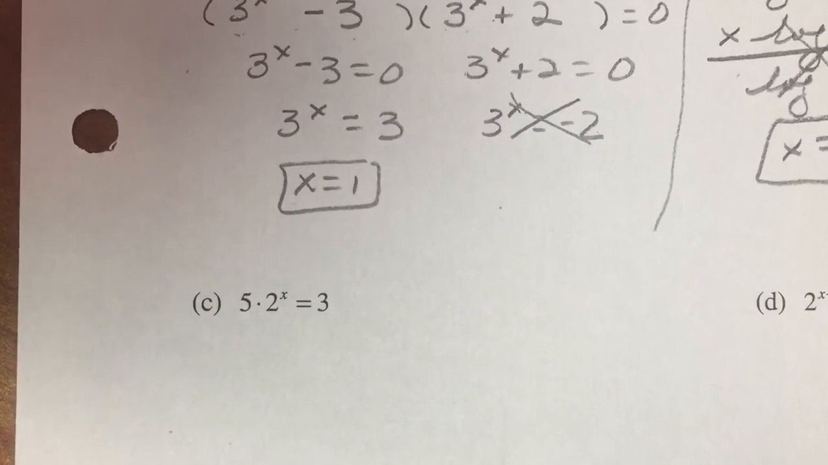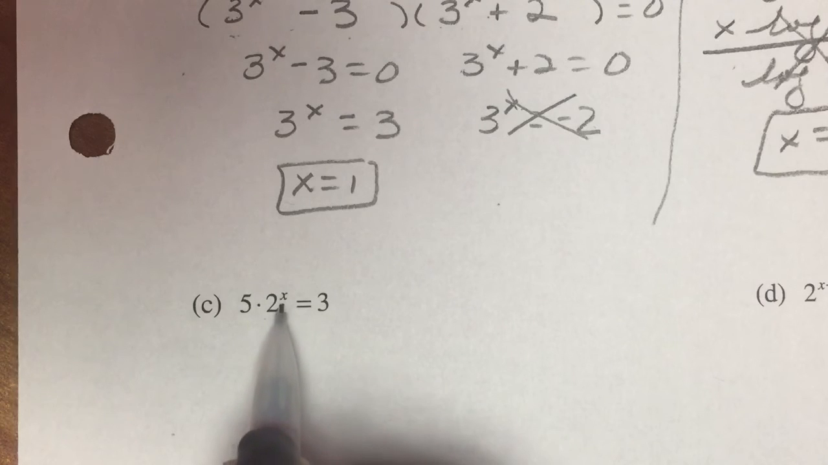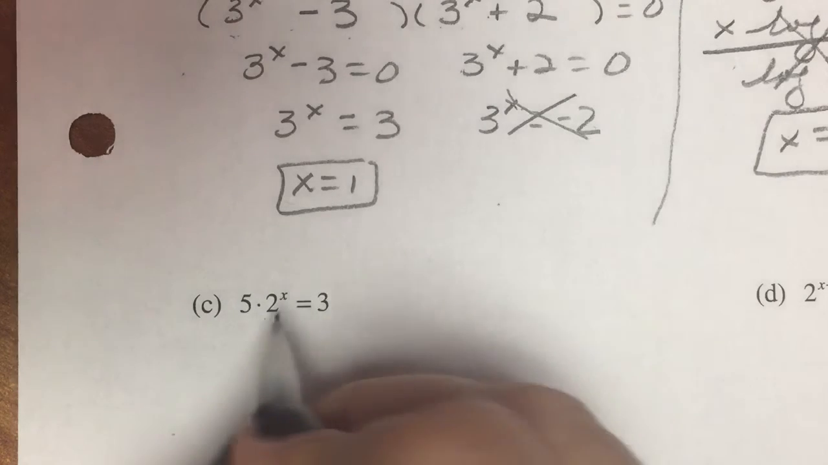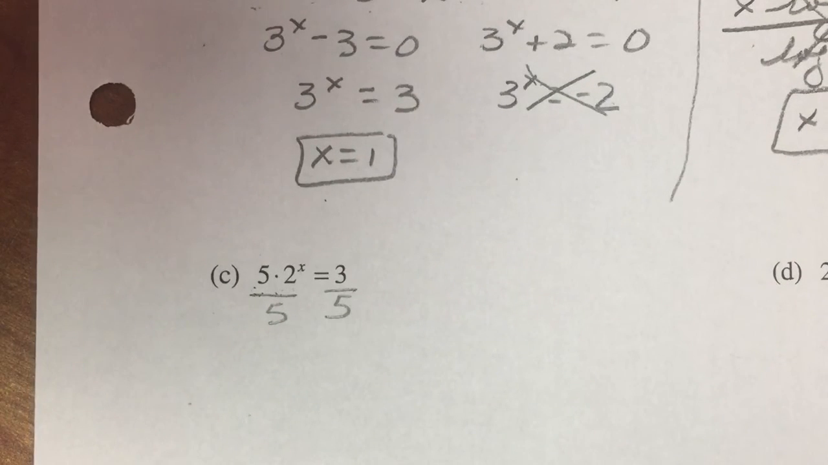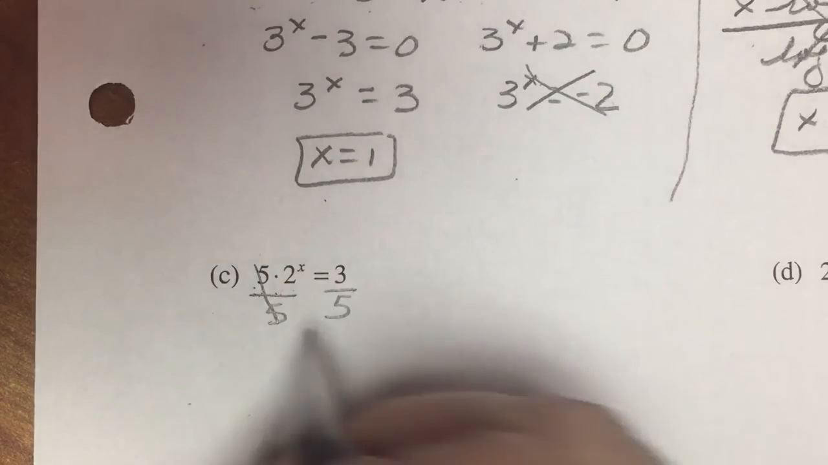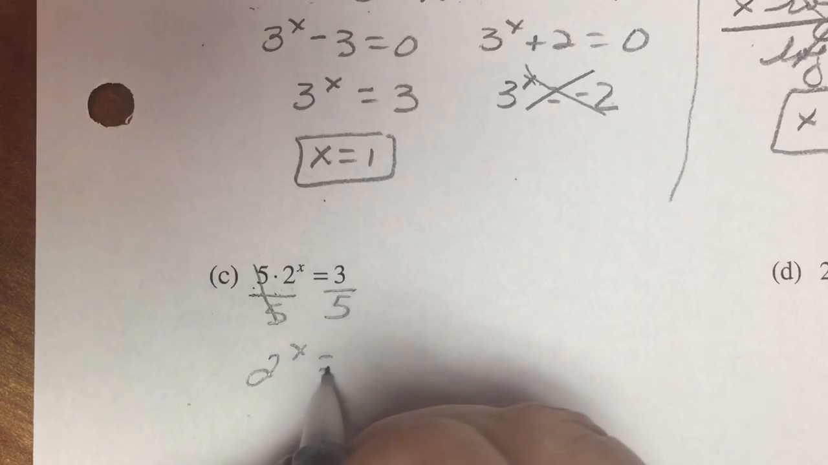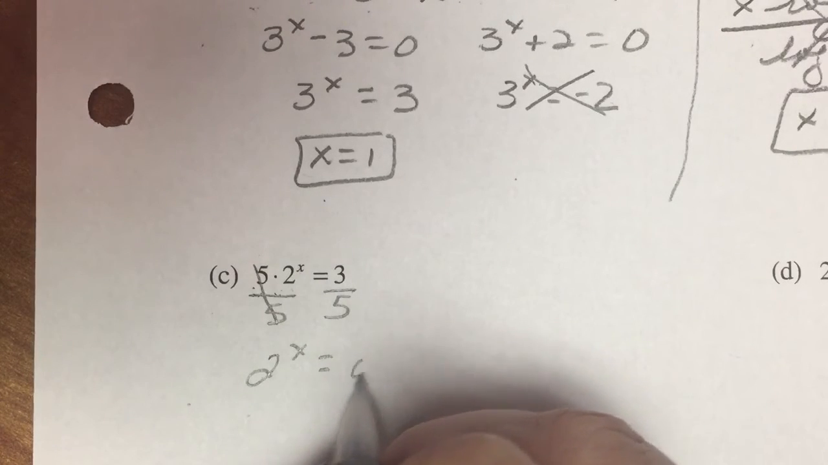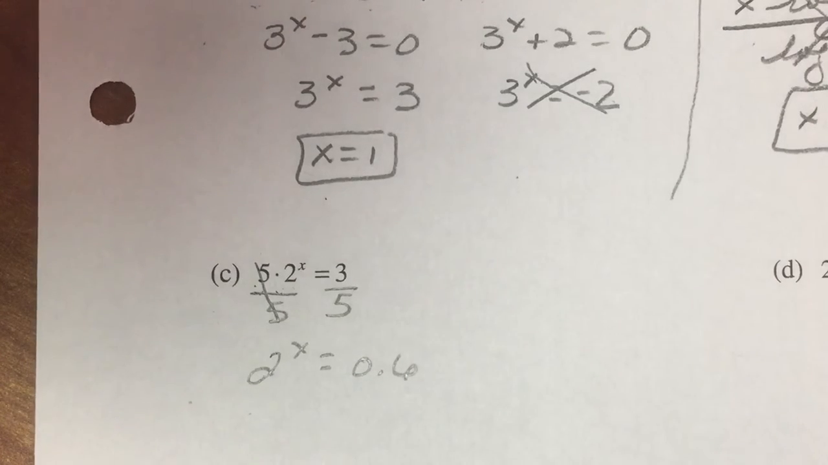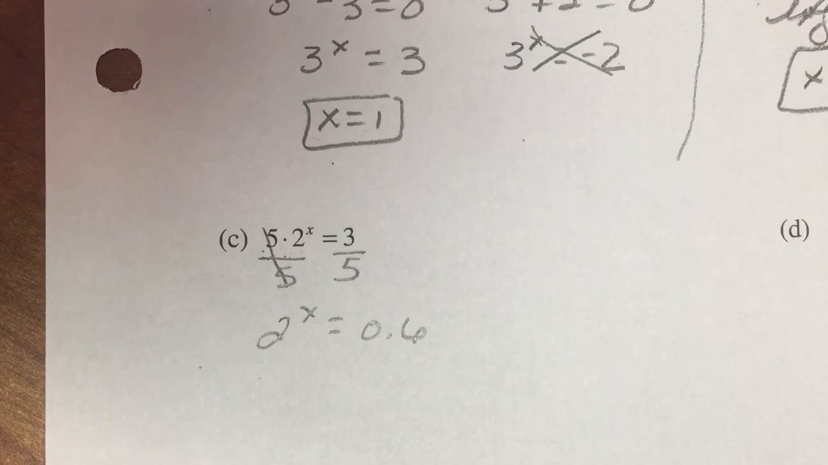Okay, if we look at C, notice what's being raised to the exponent here is not alone. So the first thing that we're going to do is to divide both sides by 5. These will cancel, and I'm left with 2 to the x equals, and what I did is I made this into a decimal. 3 divided by 5 is 0.6. It was just easier for calculator work.